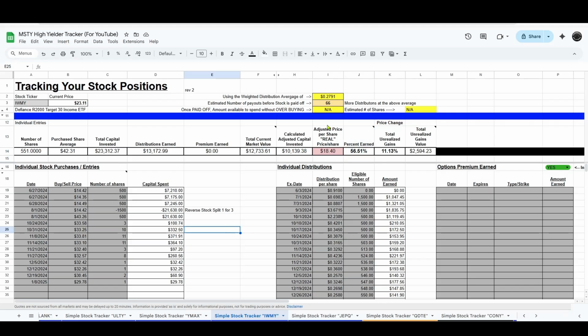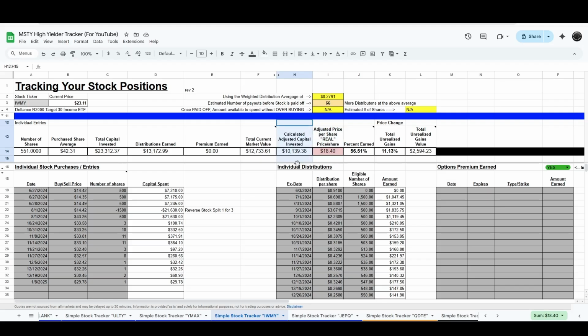So at $18.40 for my real price per share, not too bad at a current price of $23.11. But again, if all I was looking at is that purchase price per share, I think I would be looking to try to sell it because I don't really understand where I'm actually at in the position. But the real price per share, it shows me where I'm at and how much I actually stand to lose.